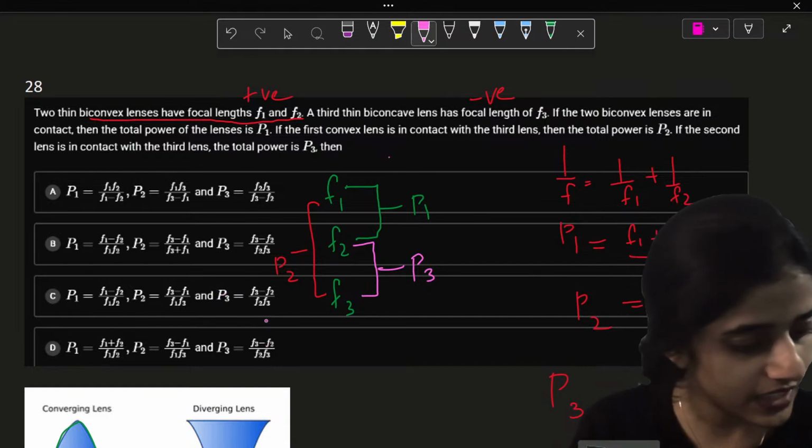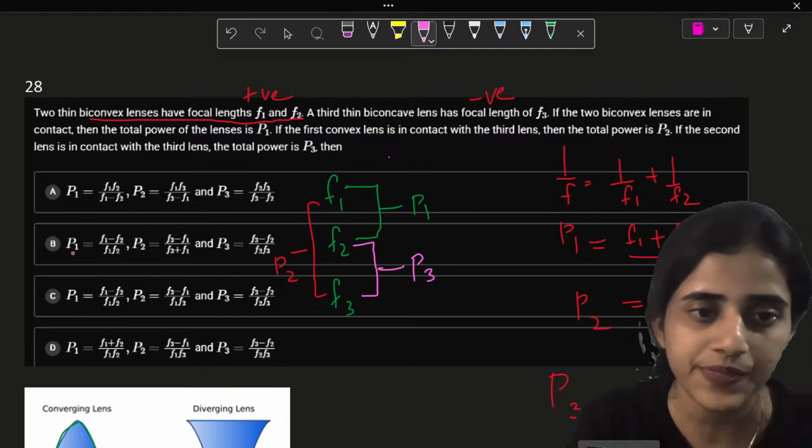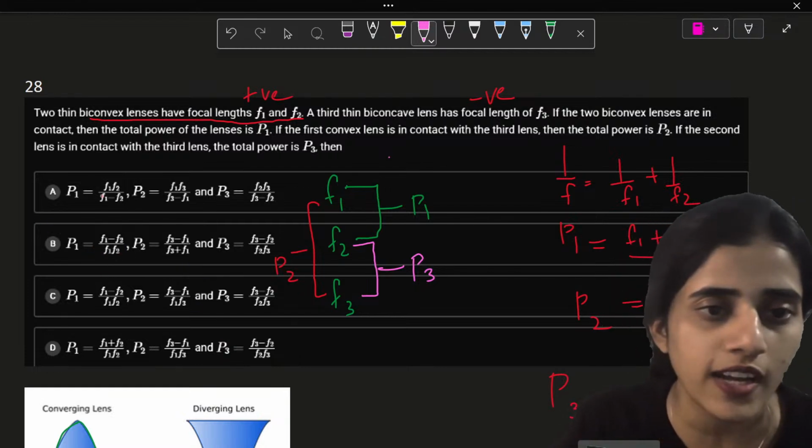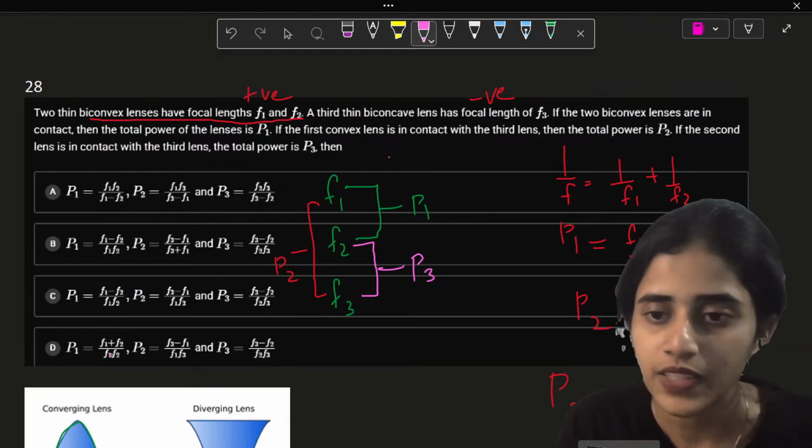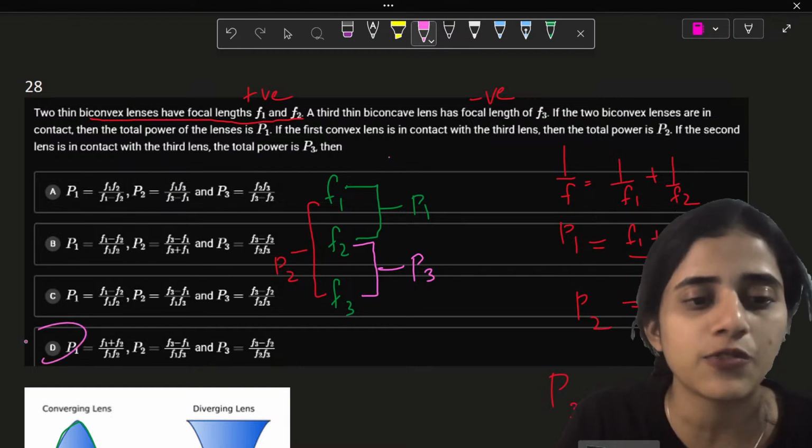Now, is it clear? Is it option B? F1 plus F2. F1 plus F2 is here. F3 minus F1, F3 minus F2. So it's option D.